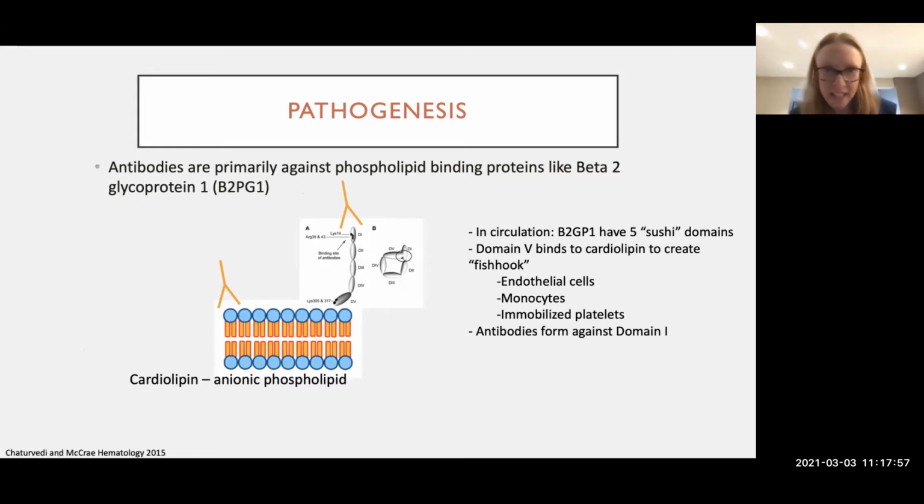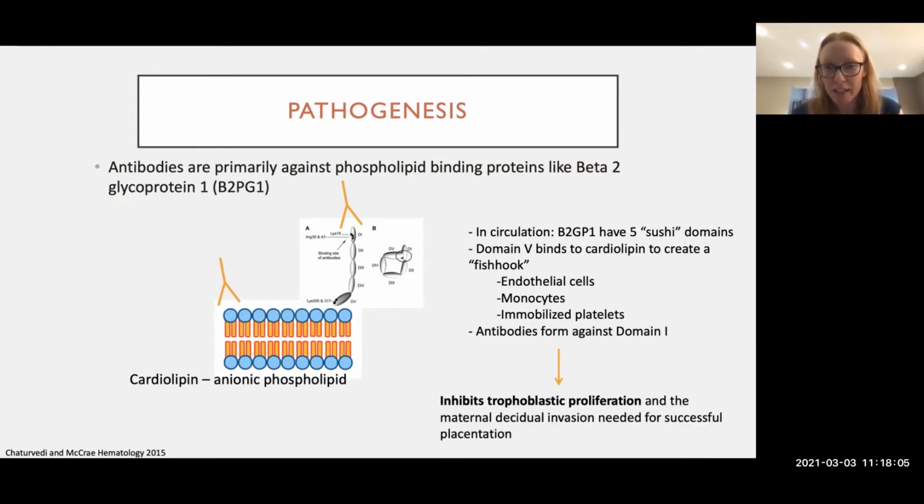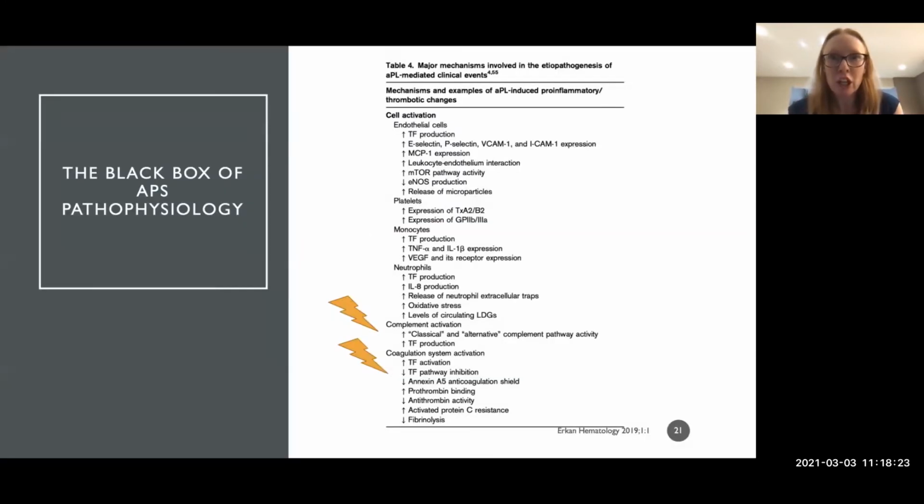And with these antibodies, somehow we get this blood clotting or procoagulant activity. And I think that's still a pretty big black box. We also know these antibodies inhibit trophoblastic proliferation and maternal decidual invasion needed for successful placentation of the placenta. So we know these antibodies are important, but when we look at the big black box of how these antibodies lead to that outcome, there is a long list of things that are happening. And again, lots of potential theories and different things that researchers are investigating.